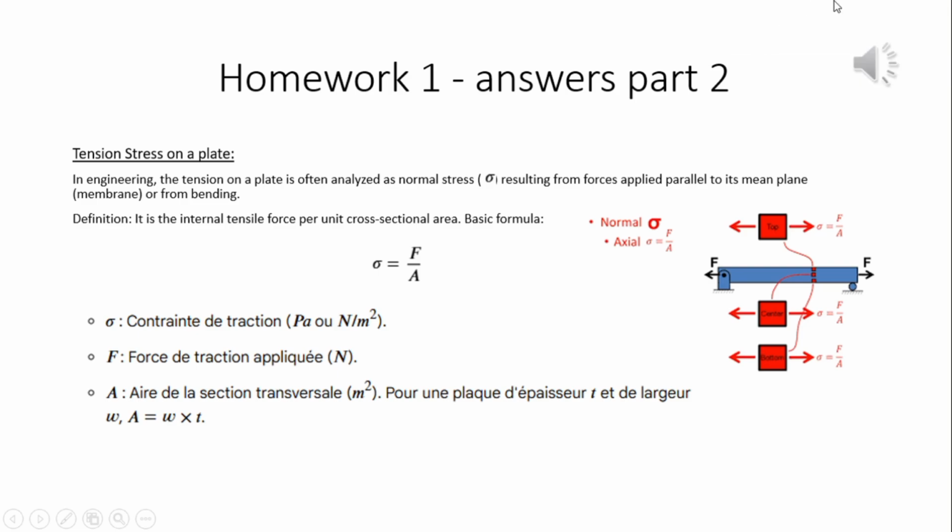Tension stress on a plate. In engineering, the tension on a plate is often analyzed as normal stress, resulting from forces applied parallel to its mean plane, or from bending. Definition: it's the internal tensile force per unit cross-sectional area. The basic formula is: the stress is equal to the applied force divided by the surface.